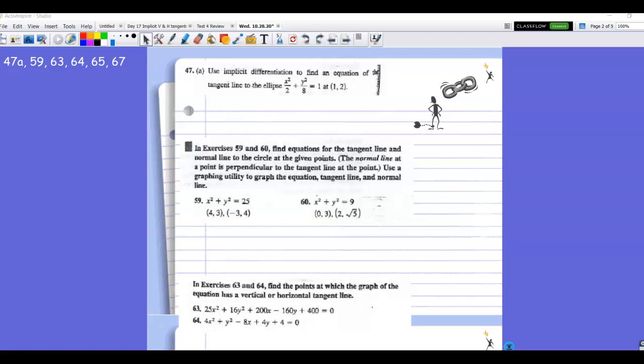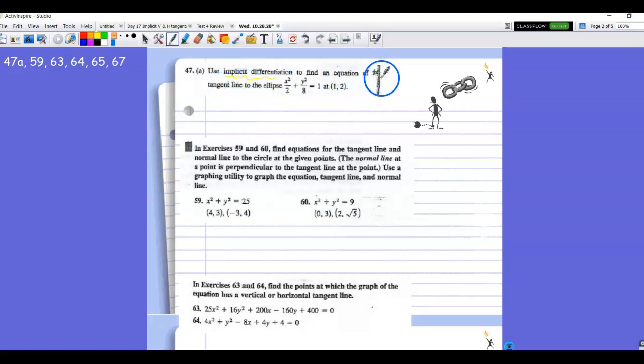I'm going to work through some of, or all of, the homework problems that were assigned for pages 172 and 173 on implicit differentiation. So let's jump in and take a look at the first problem. We are to use implicit differentiation to find an equation of the tangent line.